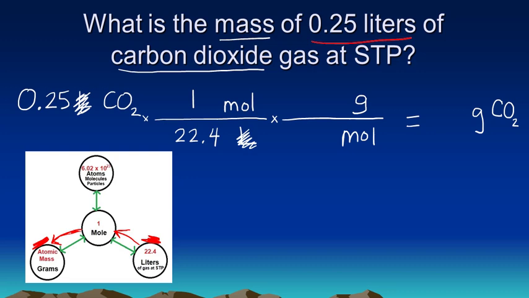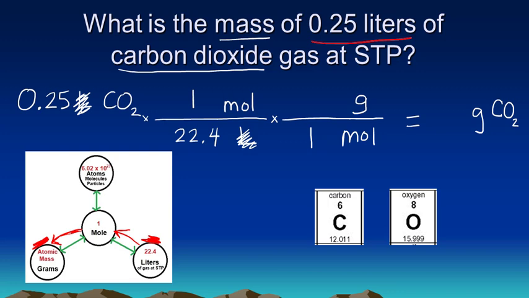And so what number goes next to moles? Well, it should be 1, because that's what's next to moles in our mole diagram. And what goes next to grams? Well, it says here atomic mass in our mole diagram. So we need to refer to the periodic table here. So let's take a look at the periodic table squares.